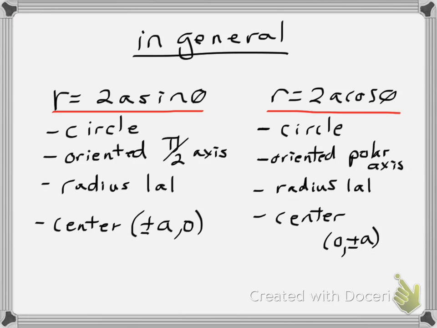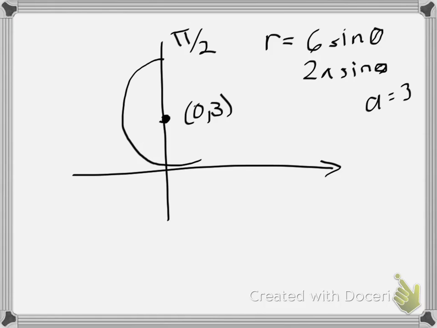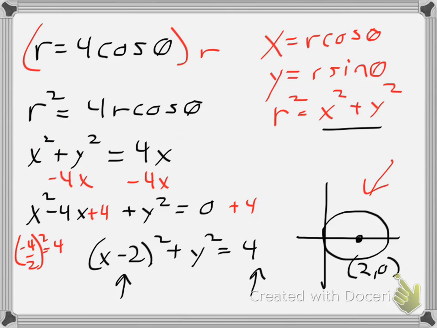A radius of absolute value of a. So in other words, 2a sine of theta implies that 2a is 6, which means our a value is 3. So if I go 3 up, 0, 3 is my center, and a circle with radius 3 along the pi over 2 axis. So oriented along the axis means that axis cuts that circle in half. As cosine is oriented along the polar axis, you can see the horizontal axis or the polar axis cuts it in half.